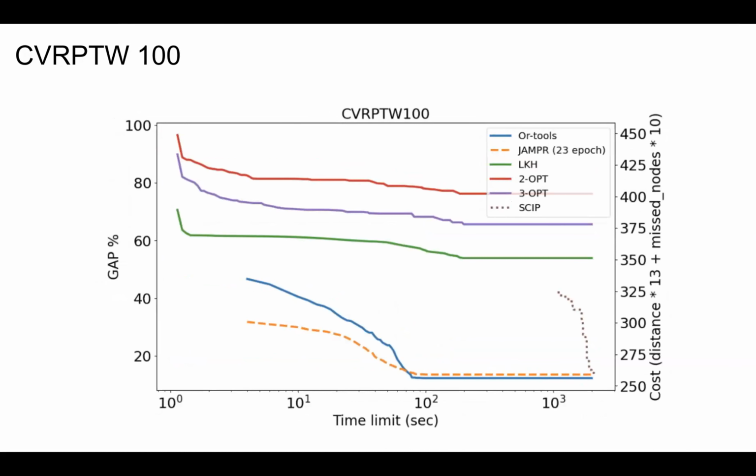If we talk about 100 points, here are the same results on ORTools and JAMPR. We have the same suboptimal solution in the first seconds and approximately the same result at the end of these 1000 seconds. But what's interesting is that the SCIP exact solution shows the first result only after 1000 seconds of optimization. So it seems not useful for realistic tasks.